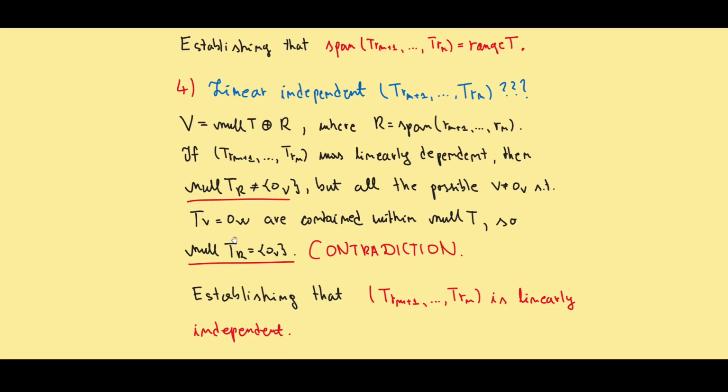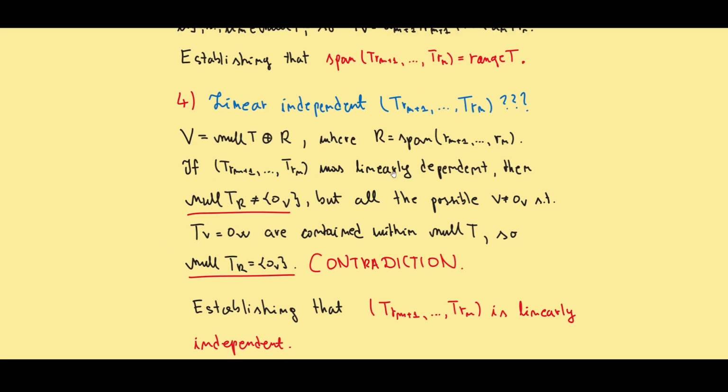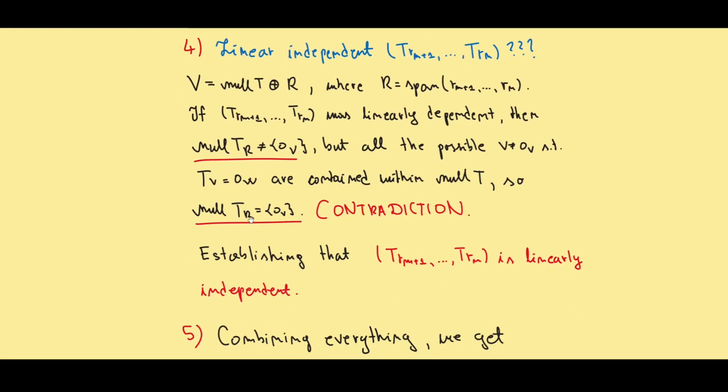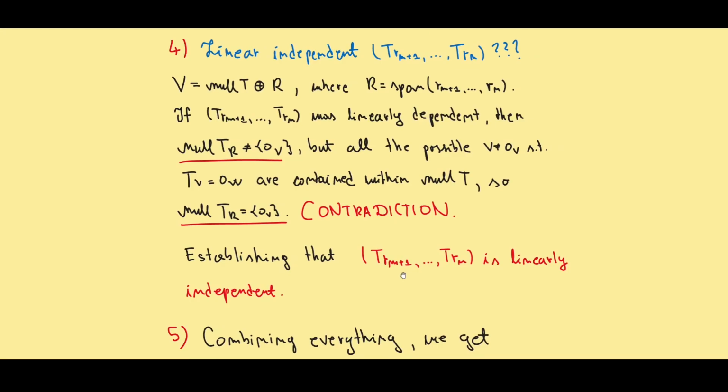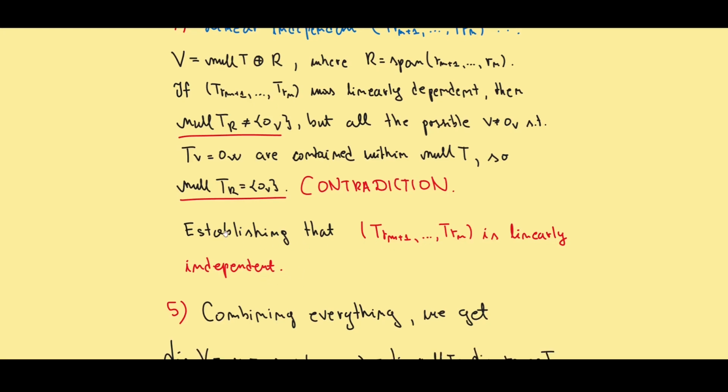So we have this, and simultaneously this. We got into a contradiction. What led us to the contradiction? This assumption that these vectors were linearly dependent. So we have established now that this cannot be the case. This assumption cannot hold. A list is either linearly dependent or linearly independent. So this is not linearly dependent, so it has to be linearly independent. So we've established that this is linearly independent.